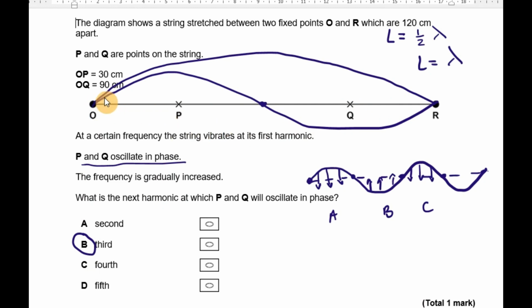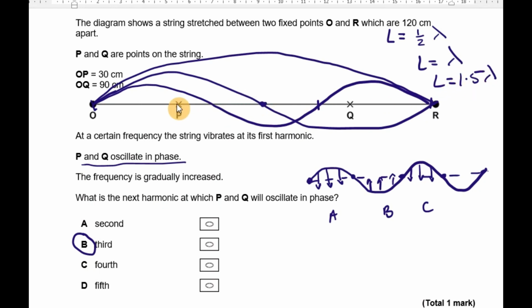The third harmonic occurs when the length of the string is equal to 1.5 wavelengths. And we can now see that P is separated from Q by 2 nodes. So P and Q will oscillate in phase with each other when the third harmonic occurs.